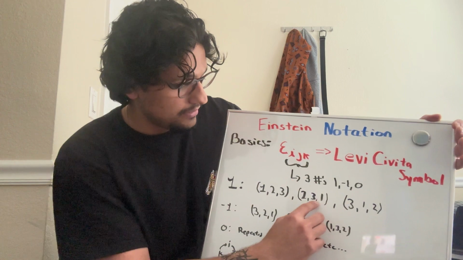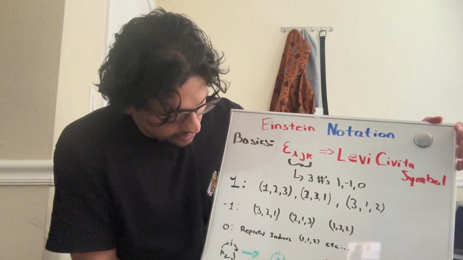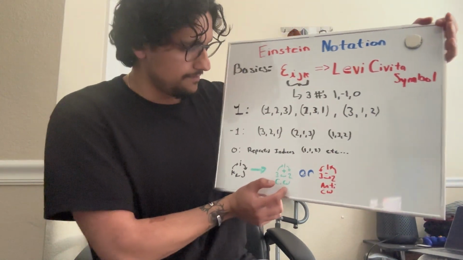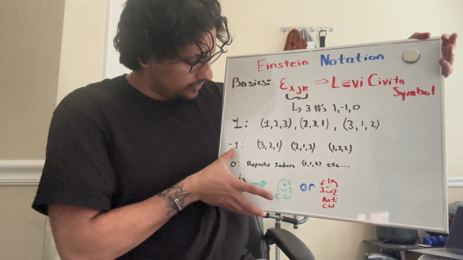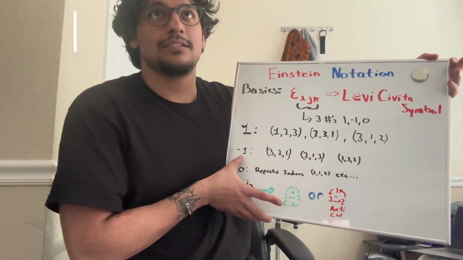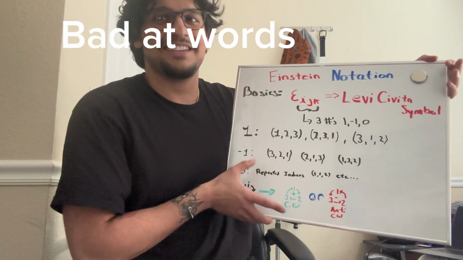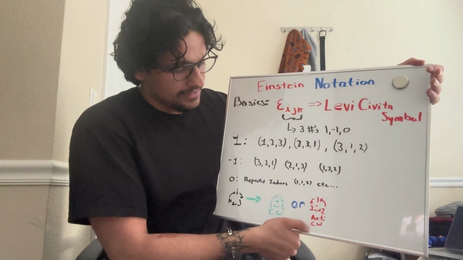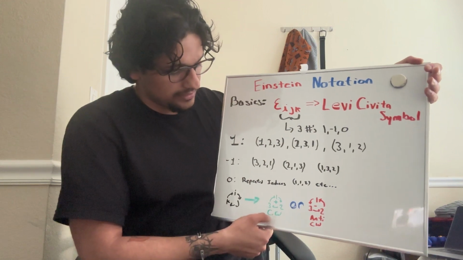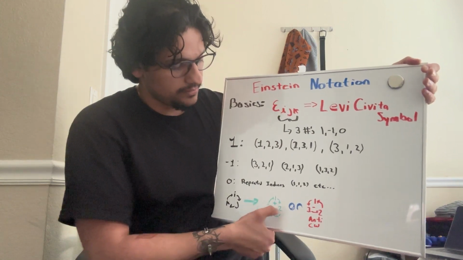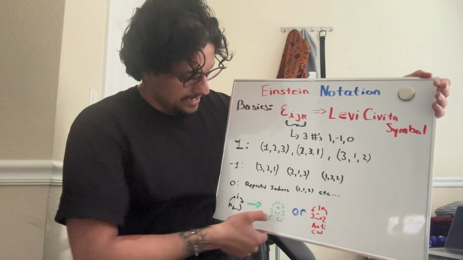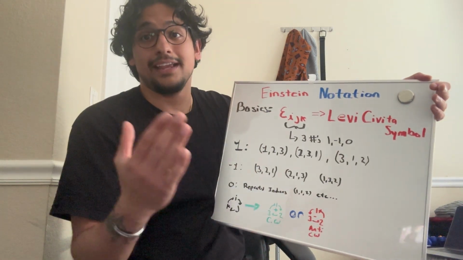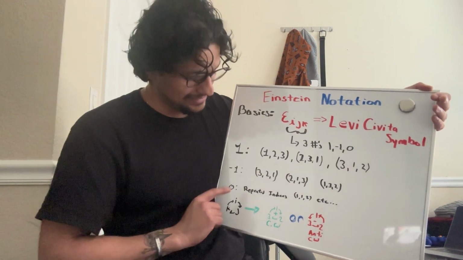And if the order goes clockwise like this at the bottom, it is a positive 1. And a -1 would be called anti-cyclic. If it's going anti-clockwise, it would be minus, as opposed to clockwise, which would be +1, and anti-clockwise would be -1. Repeated indices, if you have, for example, I, I, J, that will just tell you that it's a 0.